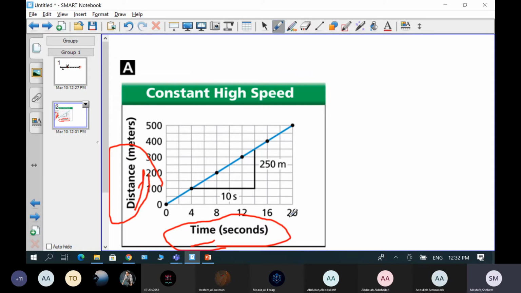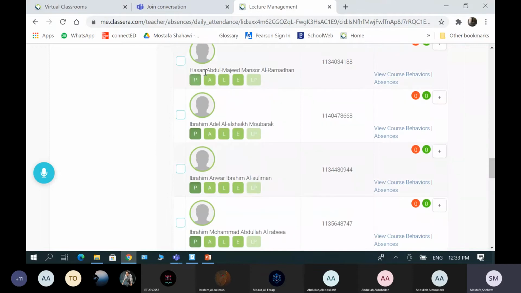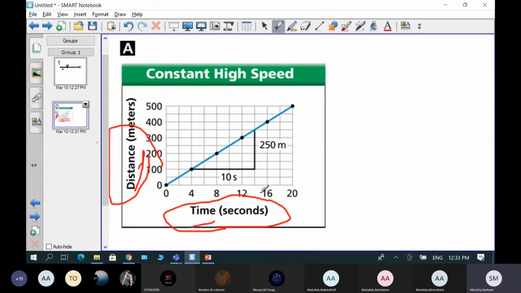You have an idea how to calculate it? No. Right. Don't mute your mic and stay with me. Faisal. Hassan Ramadan. Yes, sir. Can you tell us how to calculate speed from this graph?